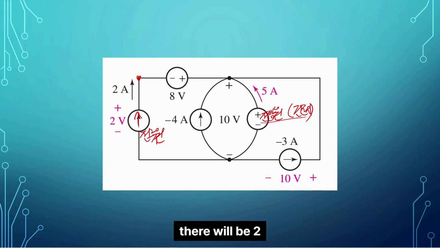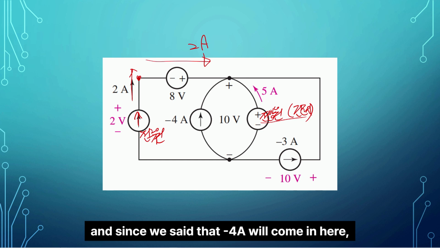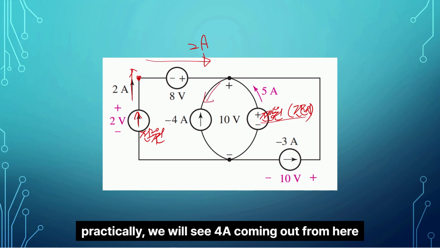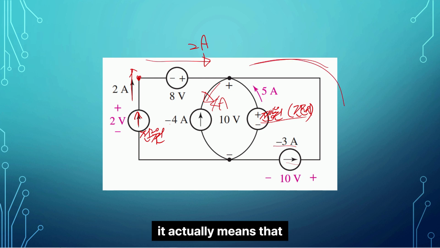As you think about it, there will be 2 amperes flowing here, right? Then this current will flow like this. And since we said that 4A will come in here, practically, we will see 4A coming out from here. Then we entered 5A this way. So what this means is that if we say 3A goes this way, it actually means that 3A is coming out this way. So try to match it.